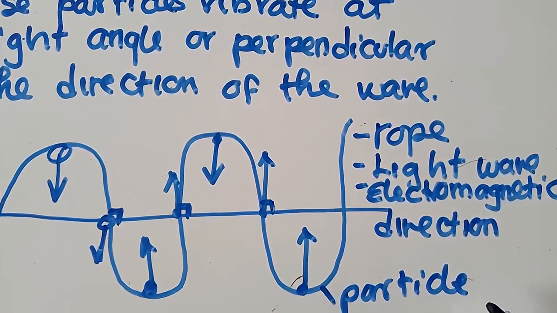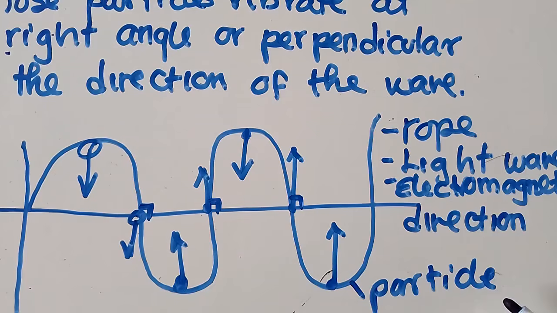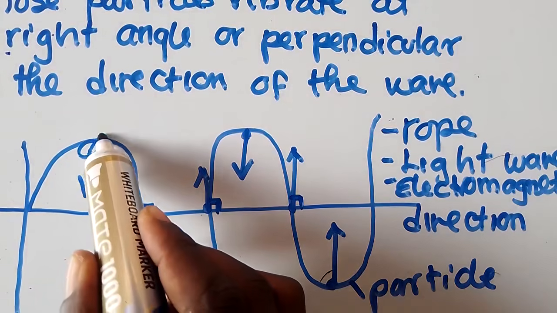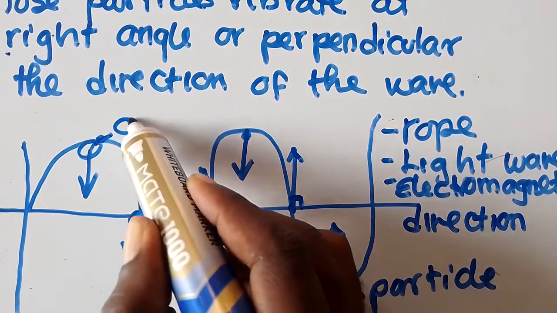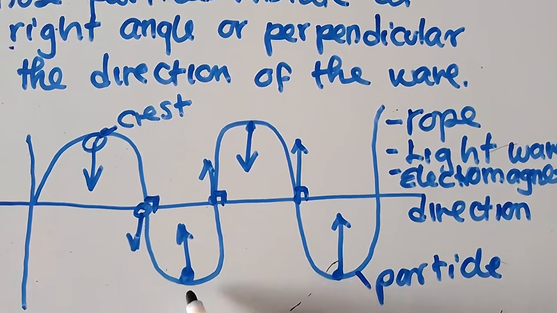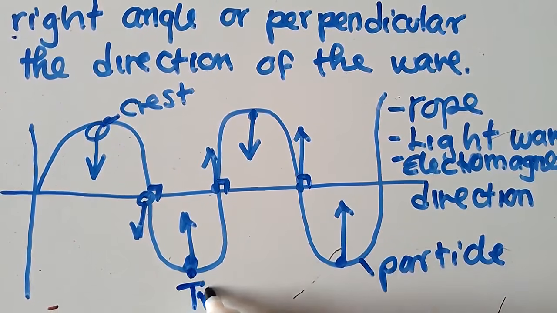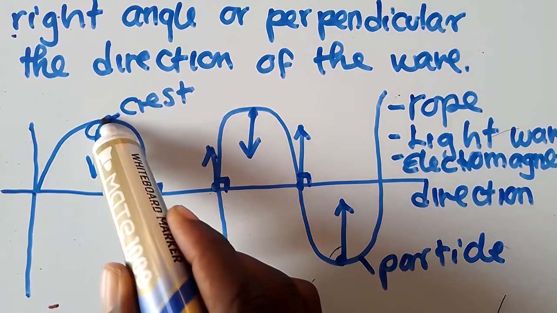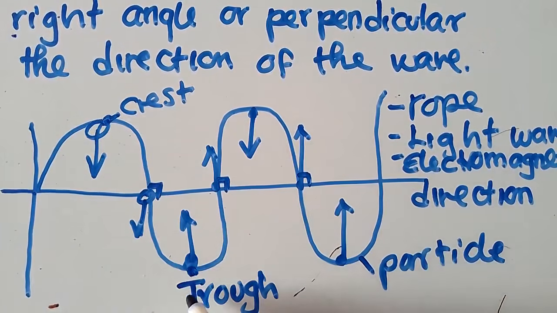Certain properties that you are going to find on a transverse wave: this point on top here is called a crest. You need to understand that point. And this minimum point here is called a trough. Each time we are talking about a transverse wave, we have the highest point, which is called a crest, and the lowest point, which is called a trough.